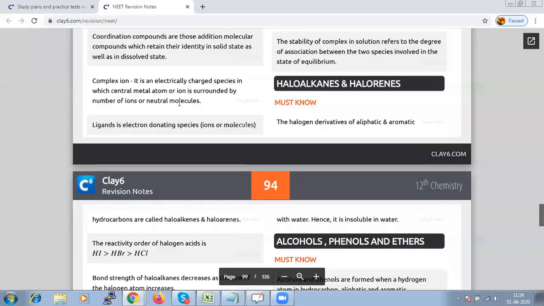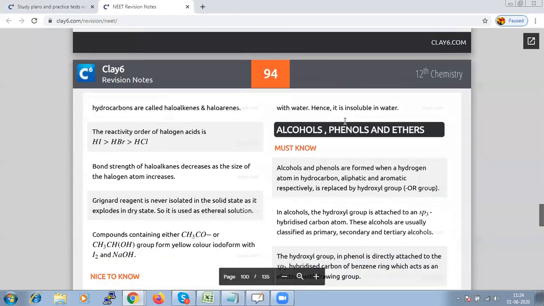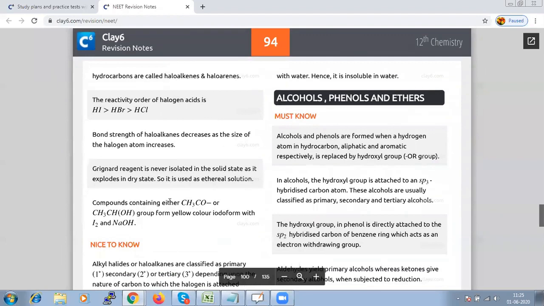And of course, the points to remember from this chapter: the reactivity order of the halogen acids, and the bond strength of haloalkanes will decrease as the size of the halogen atom increases. Grignard reagent is never isolated in solid state, as it will explode in the dry state. That is why it is used as an ethanol solution.